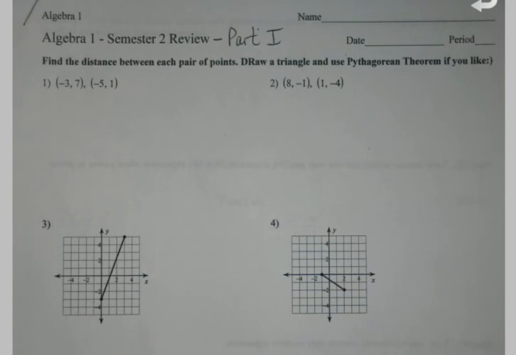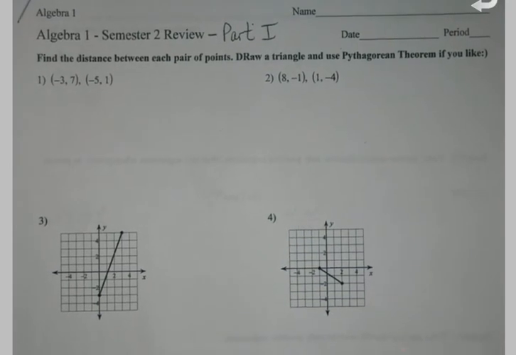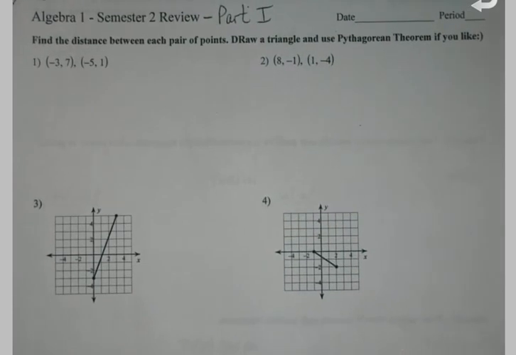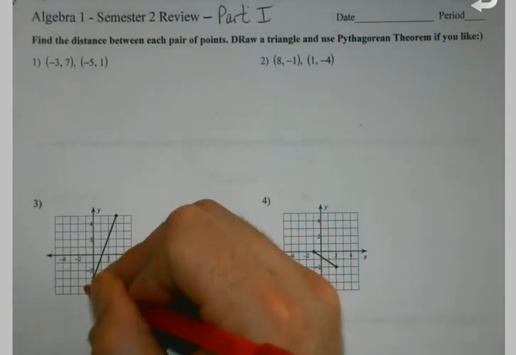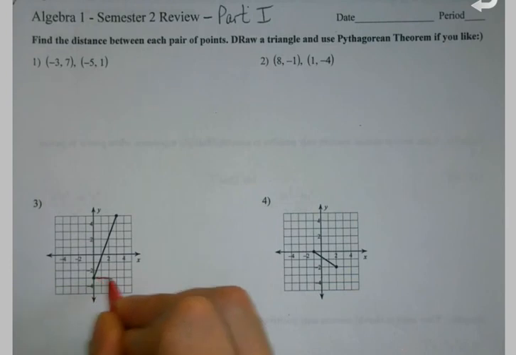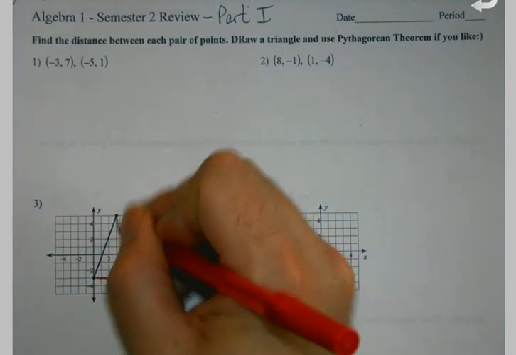So for instance here, find the distance between each pair, draw a triangle and use the Pythagorean theorem if you'd like. So I'm actually going to start down at number 3, and I'm going to come back up here to number 1 in just a second. So if I've got a picture already, I'm trying to figure out how long this line is.